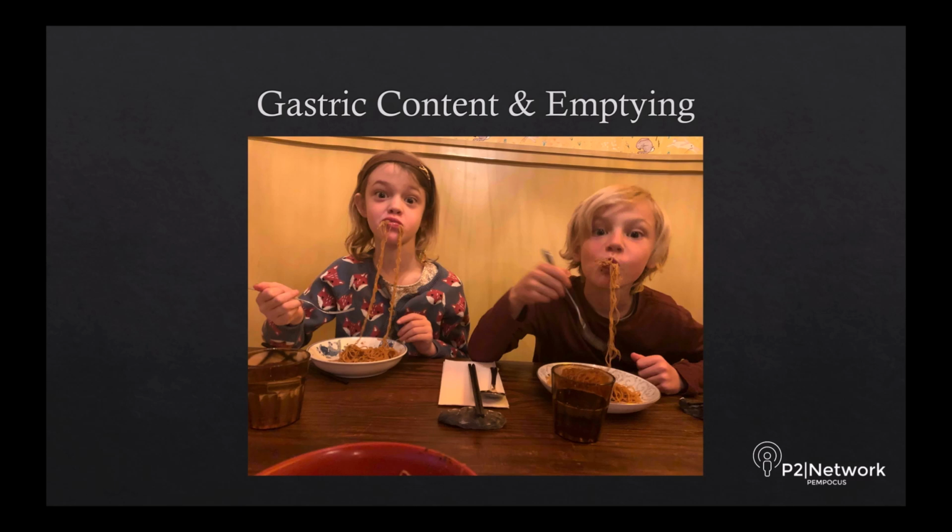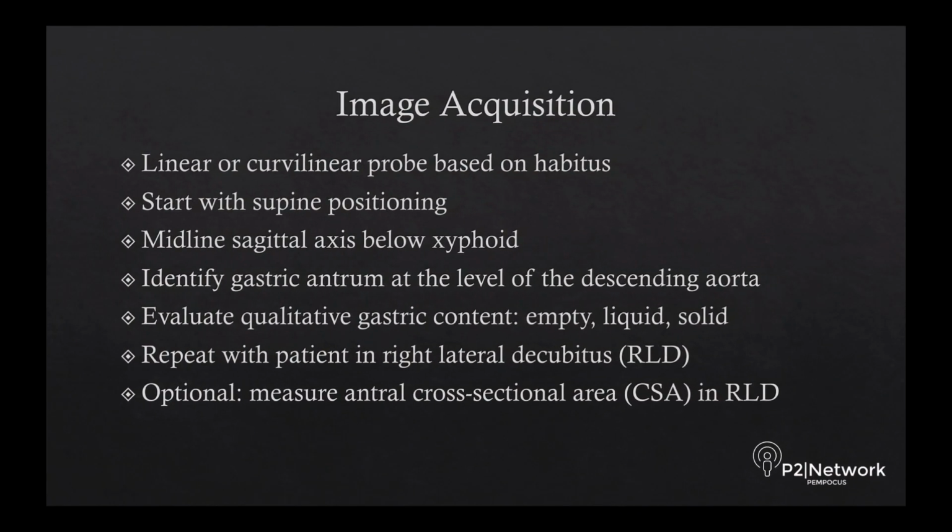First, we're going to review the techniques for evaluation of gastric content and emptying. When performing this exam, again, you'll use the linear or curvilinear probe based on your patient's habitus. Start with the patient in supine positioning. You want to place your probe in the midline sagittal axis below the xiphoid. Here, you'll identify the gastric antrum at the level of the descending aorta. Once there, you can evaluate the qualitative gastric content, meaning is that content empty, liquid, or solid.